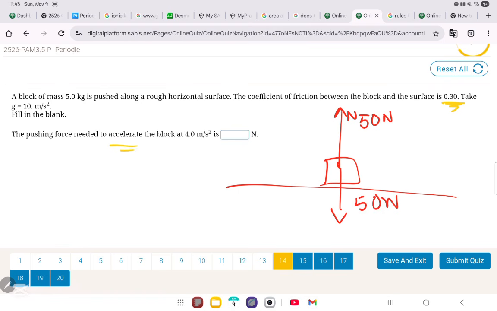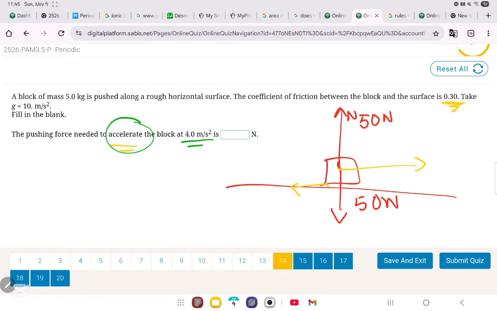Okay, so basically we have a pushing force in this direction and we have the friction in this direction. So they are saying that whatever we have over here is an already accelerating body. Why? Because they want the pushing force needed to accelerate the block at 4 meters per second squared. So it's accelerating. So directly, we look at where the block is moving.